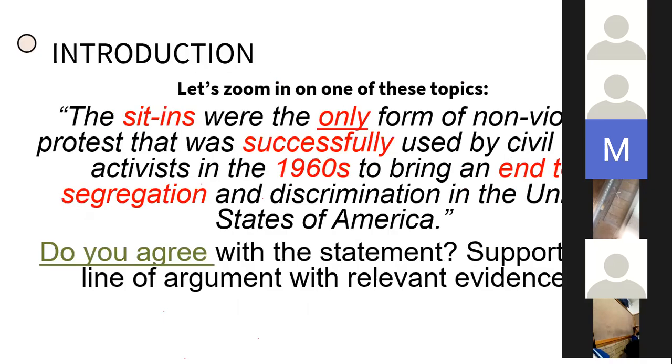That is how it's going to look once we have highlighted. We're in the exam, sitting with our highlighter and our blue pen, either circling, underlining or highlighting these question words. So the sit-ins, only, successfully, 1960s, segregation. Do you agree? Those words that I've highlighted in red are words that need to appear in your introduction. So at the end of the day, your introduction will look something like this.